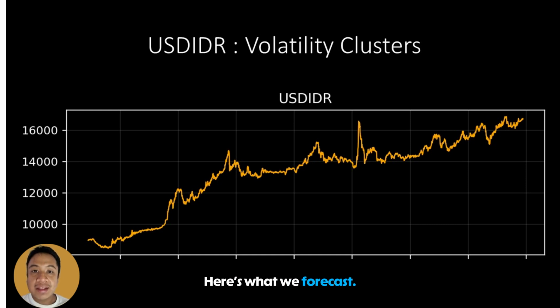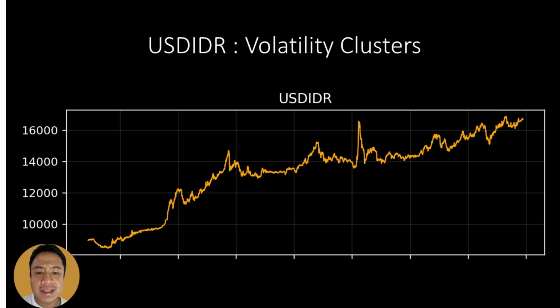Here's what we forecast. We convert USDIDR prices into daily log returns. Then the realized volatility target we evaluate is integrated variance over the next 5 days, the sum of squared returns from day t to t plus 4. For the naive baseline, we take a rolling variance, then multiply by h, and importantly, we shift it by 1 day so it uses only information available at time t.